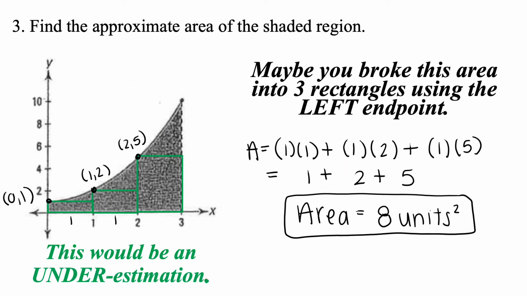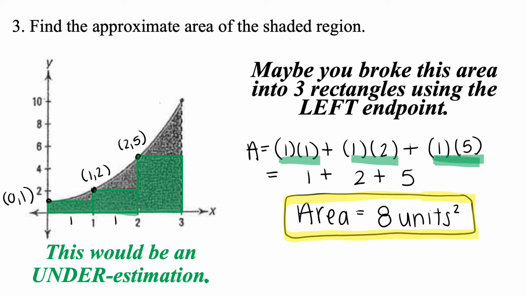Okay, so like I said, that wasn't the only way you could have done it. Maybe you saw 3 rectangles as well, but instead of using the right endpoint, you use the left endpoint in order to create your rectangle. So you would use the points (0, 1), (1, 2), and (2, 5). When you found the area of your first rectangle, length times width would be 1 times 1. Your second rectangle would be 1 times 2. And then your third rectangle still has that width of 1, but this time goes up to 5. So that would be your 1 times 5. So your area here would be 1 plus 2 plus 5, or 8 units squared.